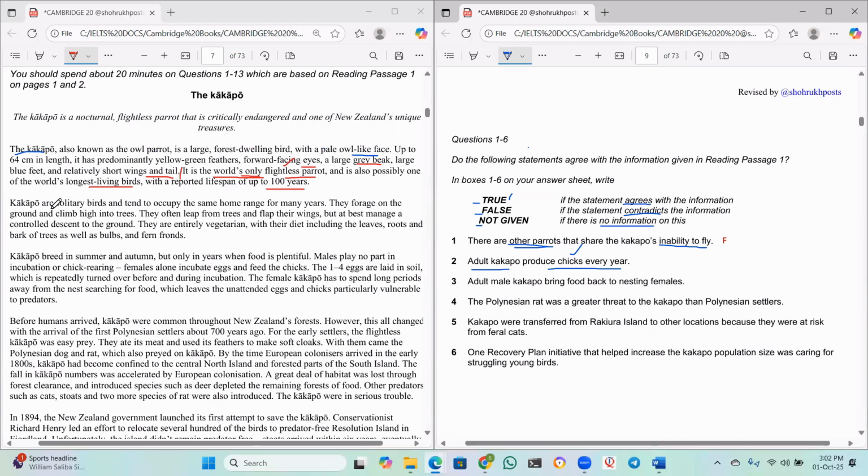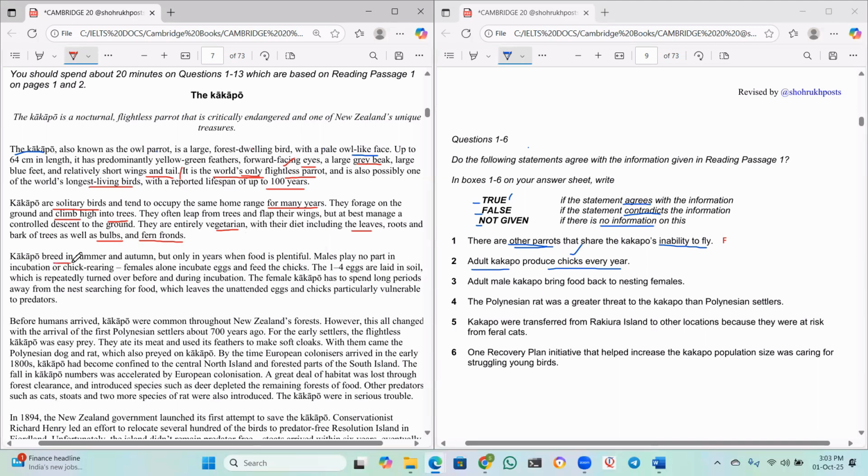Kakapo are solitary birds and tend to occupy the same home range for many years. They forage on the ground and climb high into trees. They often leap from trees and flap their wings, but at best manage a controlled descent to the ground. They are entirely vegetarian, with a diet including leaves, roots, and bark of trees, as well as bulbs and fern fronds. Here he did not talk about reproduction, so we have to continue reading.